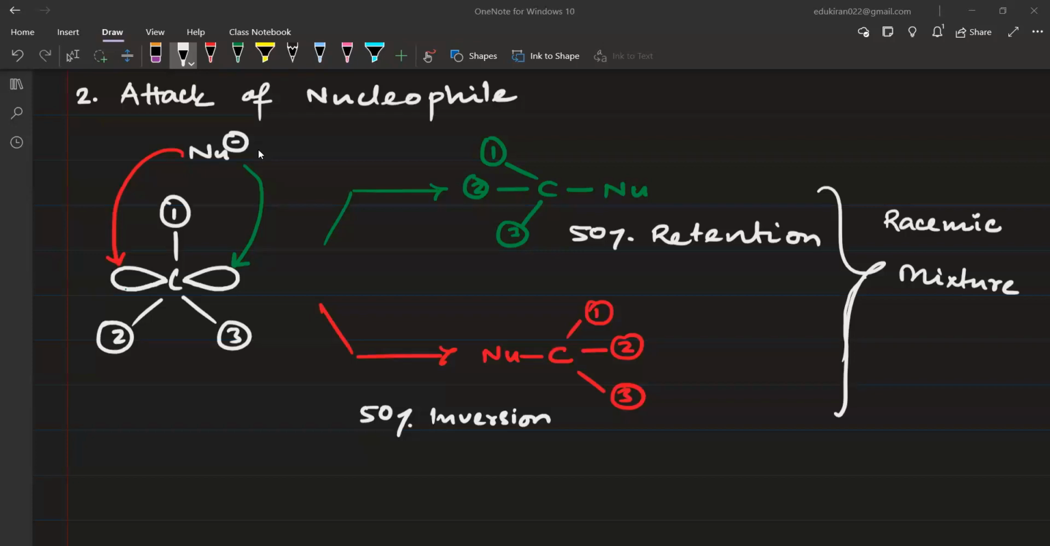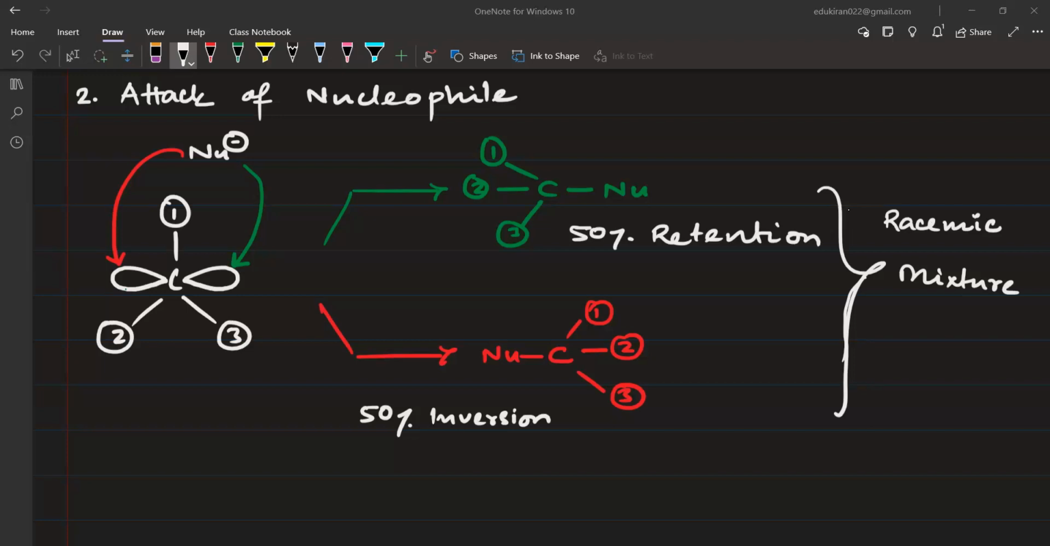No, they are different. They are different molecules altogether. We will see how they are different, but they are different molecules altogether, because when the configuration of a chiral carbon changes, they are different. So 50% retention and 50% inversion is known as a racemic mixture. And why 50%? Probability. We have two lobes, so half of the nucleophile will attack from the right side and half of the nucleophile will attack on the left lobe. So 50 is because of the probability, 50-50 chances are there.